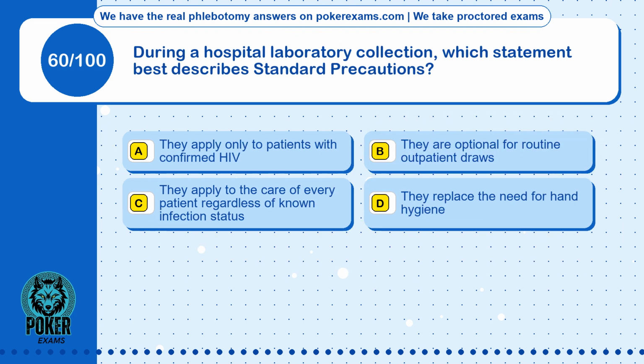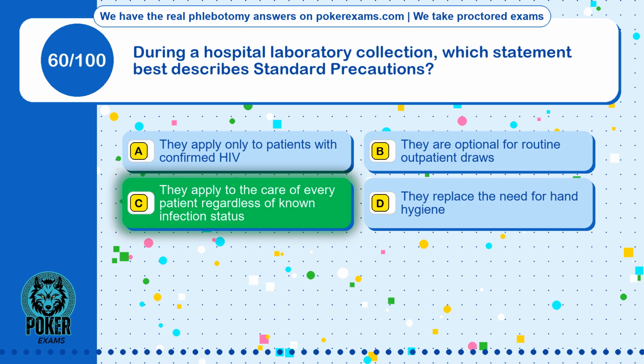Question 60. During a hospital laboratory collection, which statement best describes standard precautions? Option A. They apply only to patients with confirmed HIV. Option B. They are optional for routine outpatient draws. Option C. They apply to the care of every patient regardless of known infection status. Option D. They replace the need for hand hygiene.